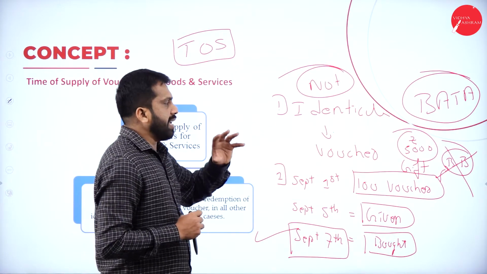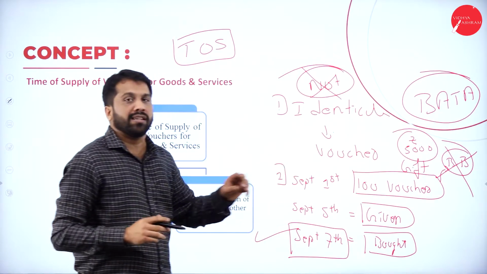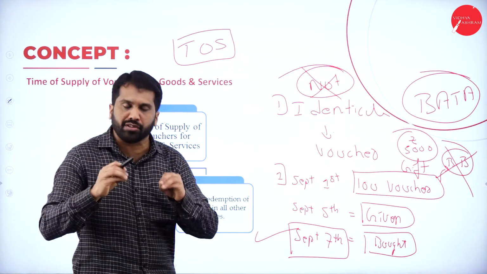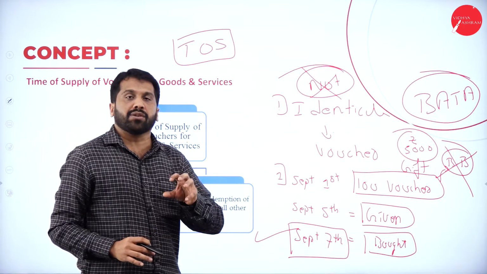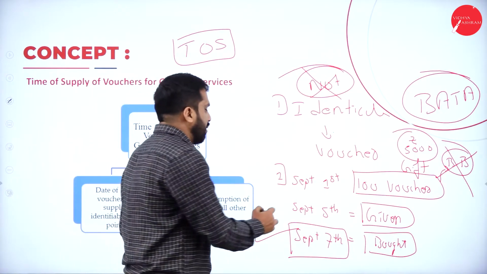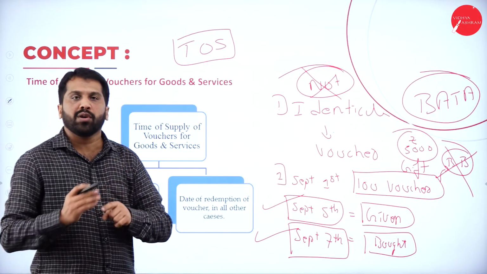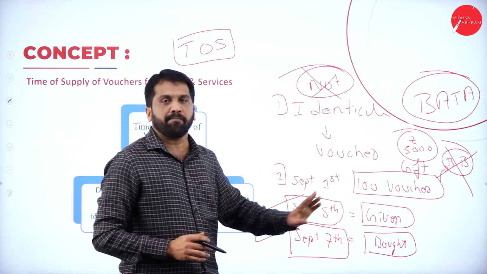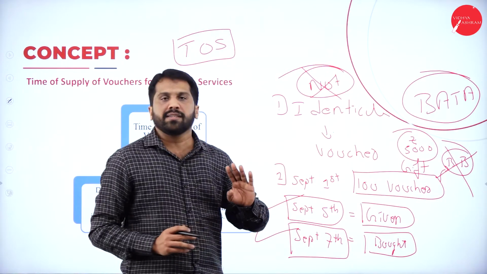Now, in these cases, if goods are identical, why? Because the day he has given to us, we know that we are going to buy shoe only. We cannot buy groceries. We cannot buy clothes. If the goods are identical, then we call it September 5th is time of supply. Hope you are clear. If goods are identical, September 5th. If goods are not identical, then it will be September 7th.